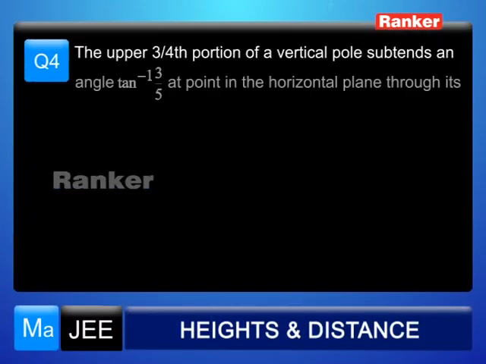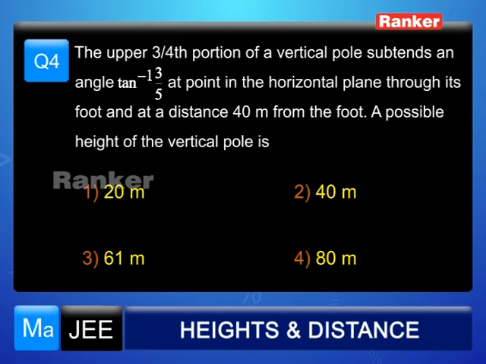Question number 4. The upper 3/4 portion of a vertical pole subtends an angle tan inverse of 3 by 5 at a point in the horizontal plane through the foot and at a distance of 40 meters from the foot. The possible height of the vertical pole is, first option 20 meters, second option 40 meters, third option 61 meters, and fourth option 80 meters.